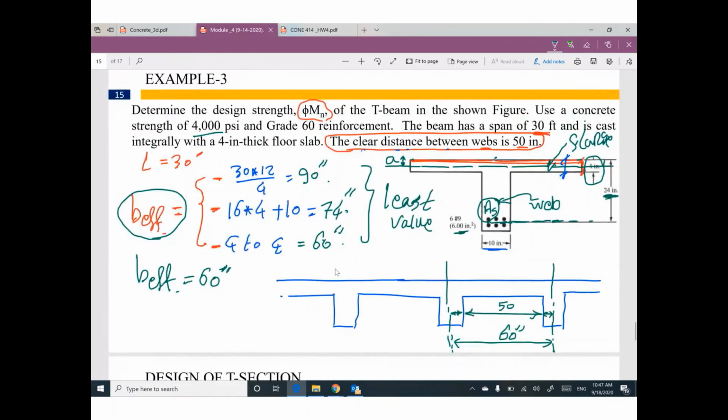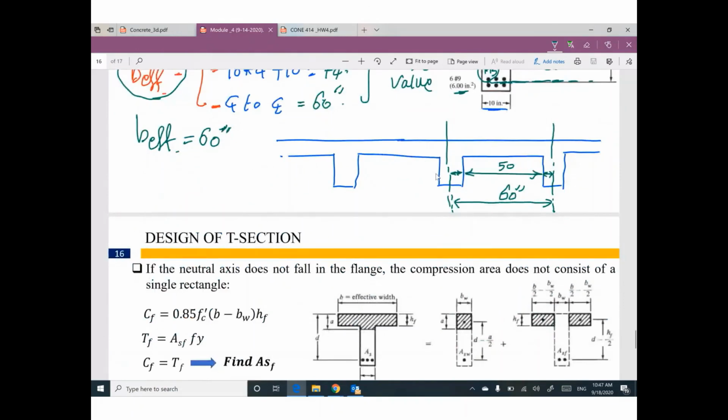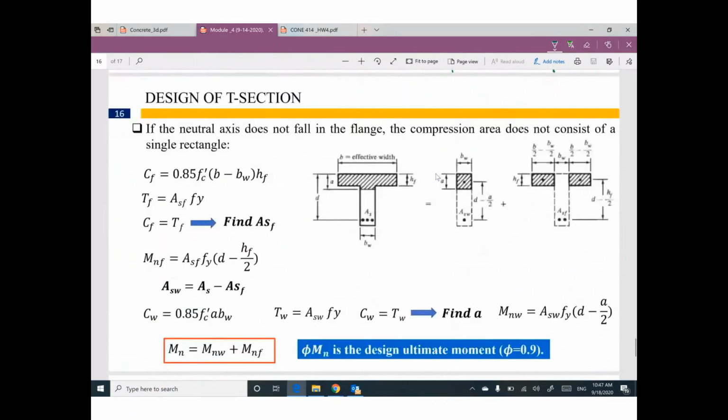Okay. Any question? I'm going to stop here. We still have one more part, this one, and one more example.